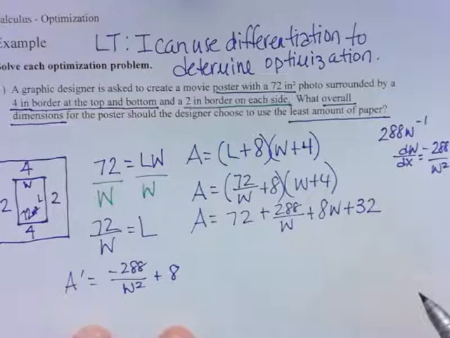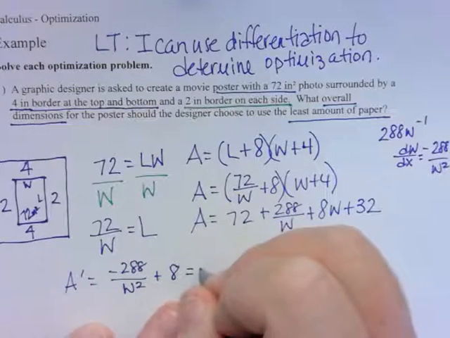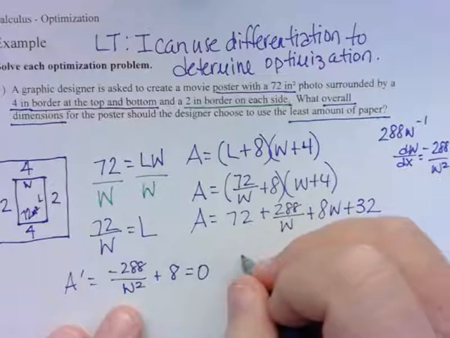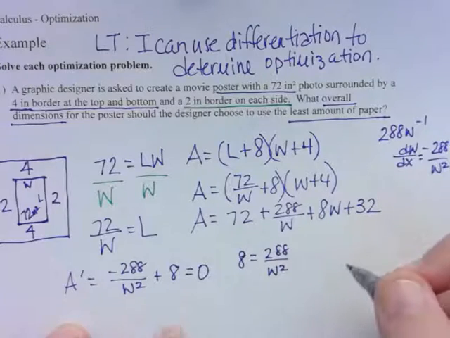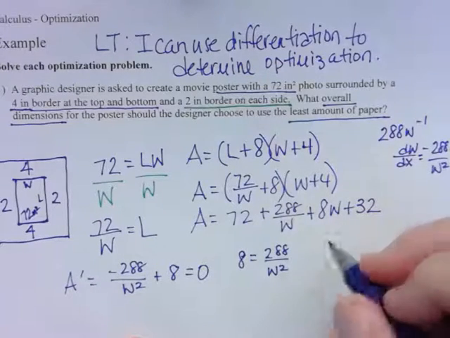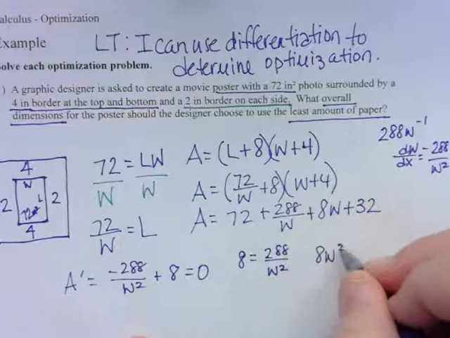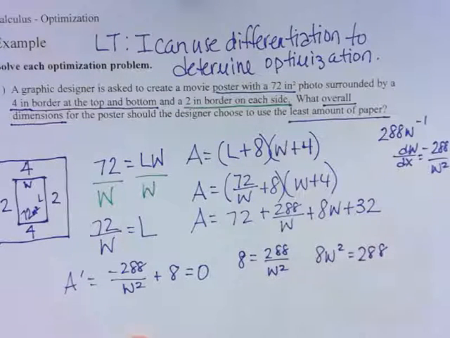Now I do know that when I'm using the derivative to find a min or a max, I do need the critical point, and the critical point is, of course, where the first derivative equals 0. So I have 8 equals 288 over W squared. I'm going to cross multiply with that, giving me 8W squared equals 288. Of course, we're going to divide by 8. W squared equals 36, and W equals 6. Positive 6 only because negative 6 would not be applicable in the problem.